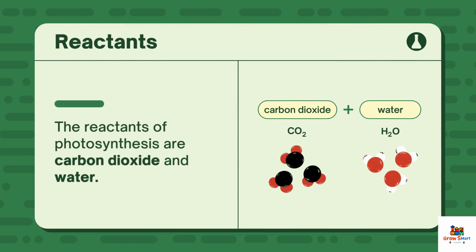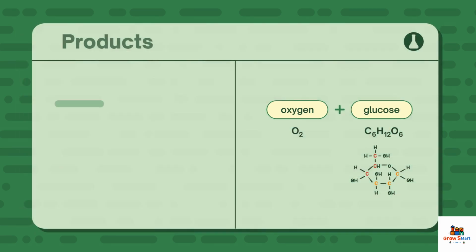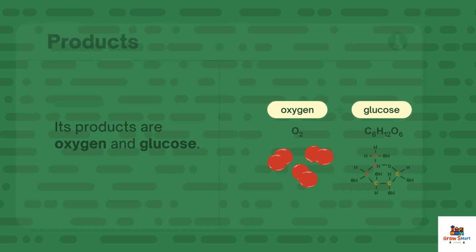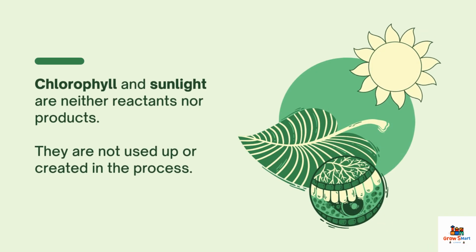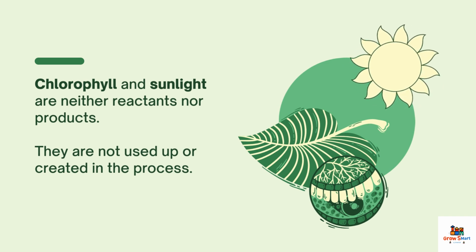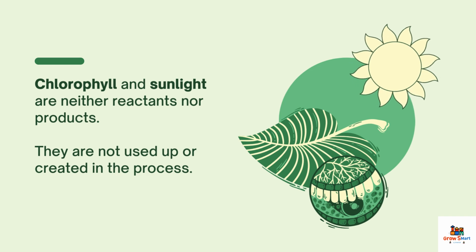Talking about reactants, the reactants of photosynthesis are carbon dioxide and water, and its products are oxygen and glucose. For your knowledge, chlorophyll and sunlight are neither reactants nor products. They are not used up or created in the process.